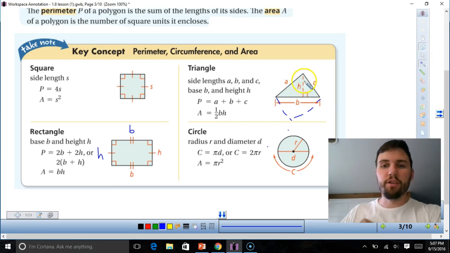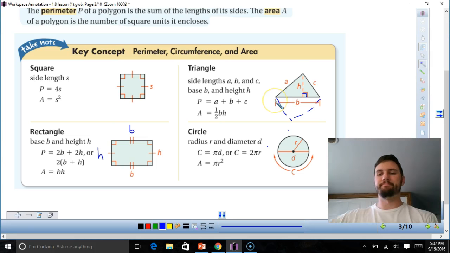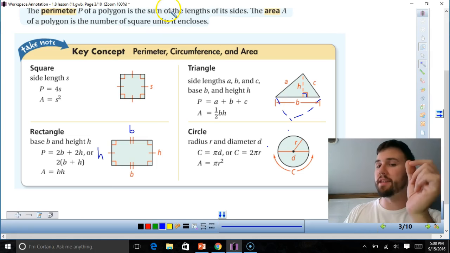Now be careful. Your height on a triangle is always the length that makes a 90-degree angle with your base. Be careful with that one. You should have seen these before.